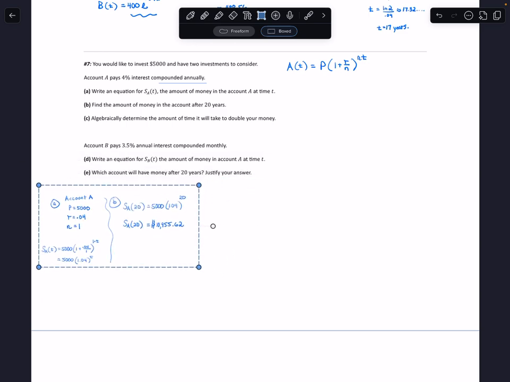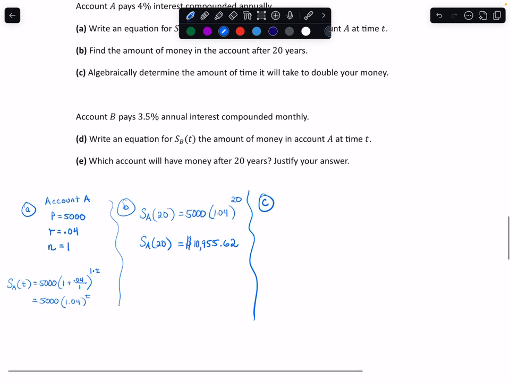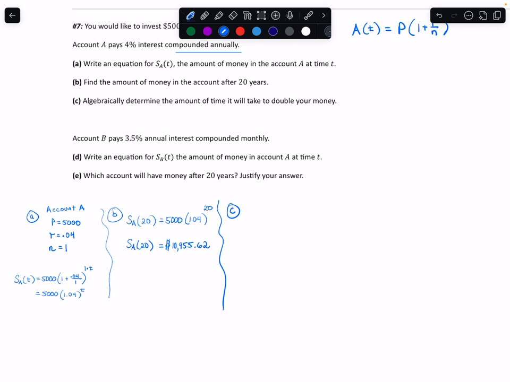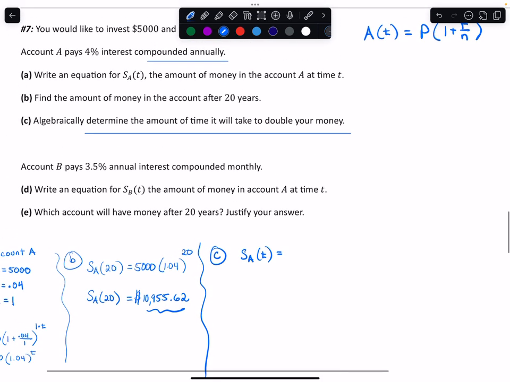Part C is algebraically, which you're going to hear me say a lot on the test. Algebraically, determine the amount of time it will take to double your money. Again, a natural question. I guess it's a little less than 20 years, but we can find a very exact time by using our logarithms here. So we're trying to figure out when the account at time t will come out to double my 5,000, which is 10,000.